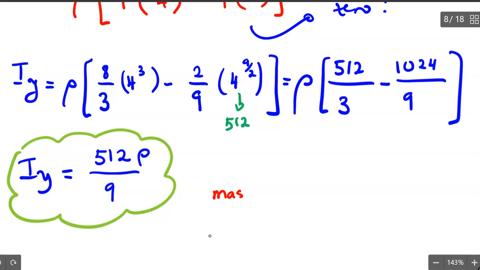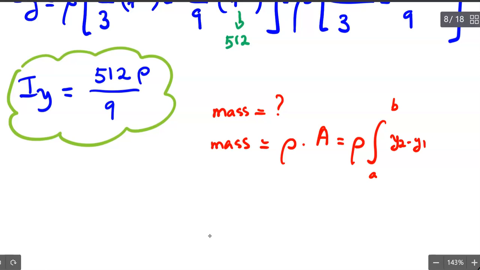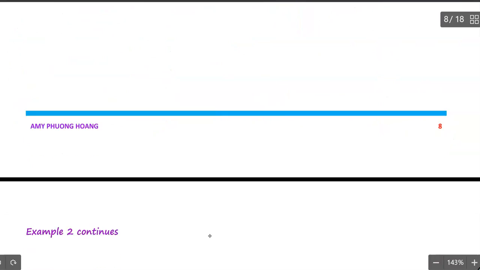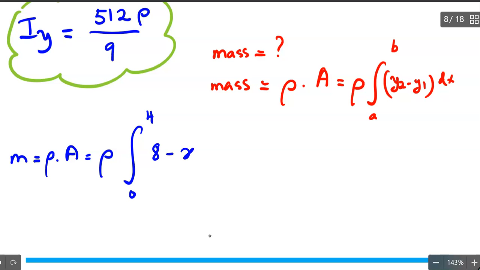So mass will be equal to rho multiplied by the area. What is the area in this case? The area will be equal to the integral from a to b of y2 minus y1 dx, because we are working with the vertical element. So now I'm going to write mass equal to rho times area. That means rho times the integral from 0 to 4 of y2, which is 8, minus y1, which is x raised to the exponent 3 over 2, and everything in terms of dx.